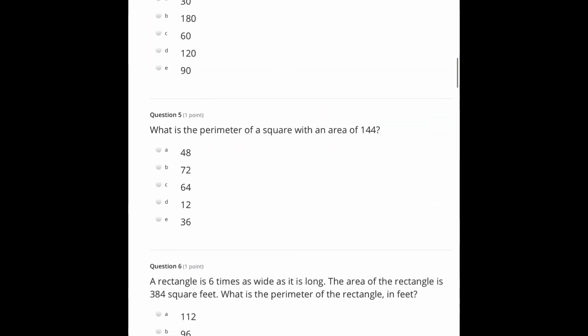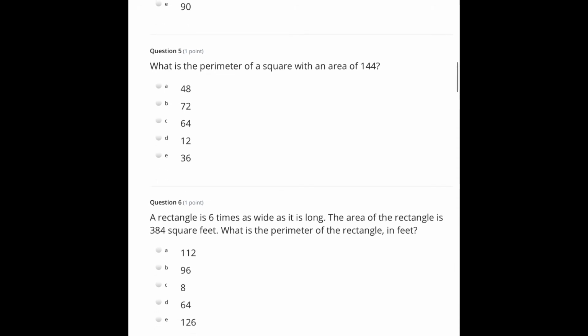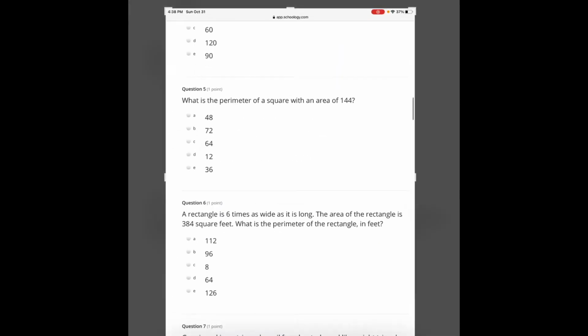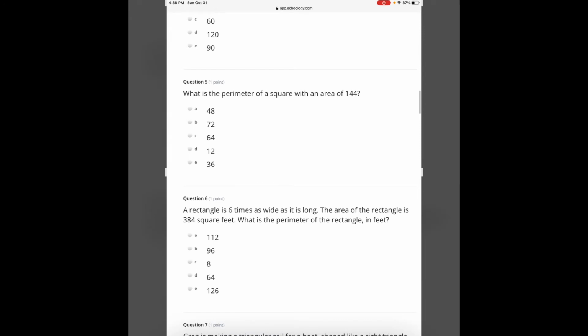All right, perimeter of a square. The square has an area of 144. So if you draw a square, we know the sides are the same. The area is going to be the side length squared, the side times side. Well, if the area is 144, what do the side lengths have to be? If I multiply the side times itself and it equals 144, the side lengths are going to be 12. 12 times 12 gives me 144, but the perimeter, I'm adding those 12s together, or 12 times 4, gives me 48.